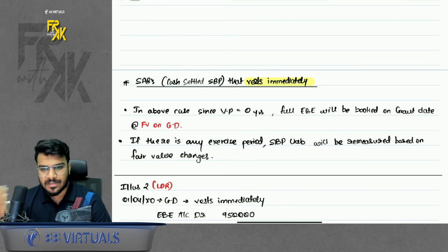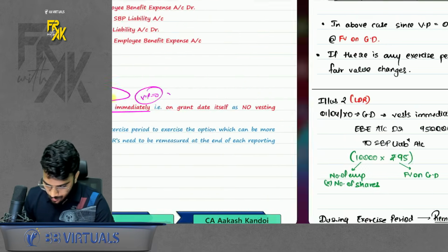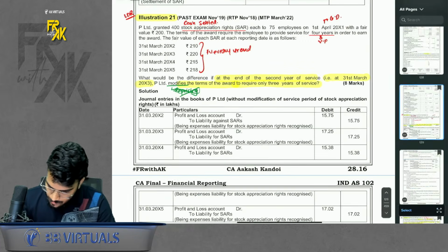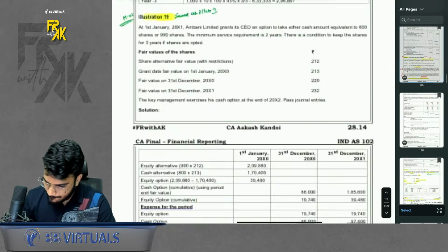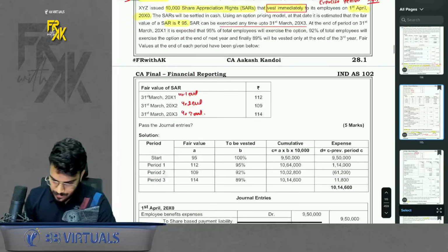So how to account for this? Simple. Book the full expense on first day. So that is illustration number 2. I will show it to you. Wait. There is an illustration number 2, I guess. Here it is, illustration number 2.